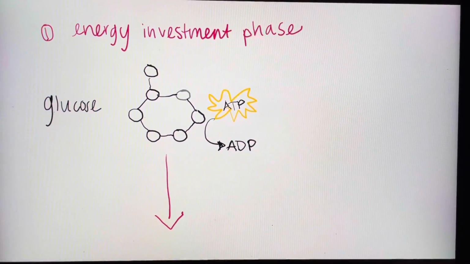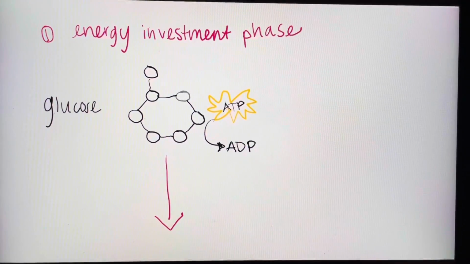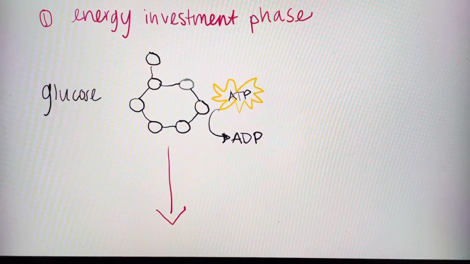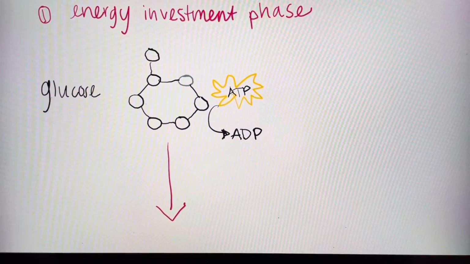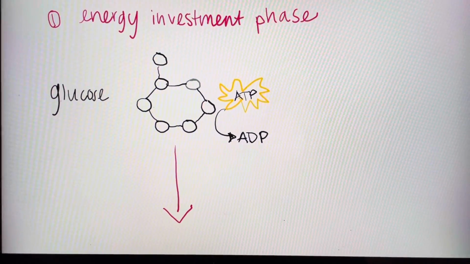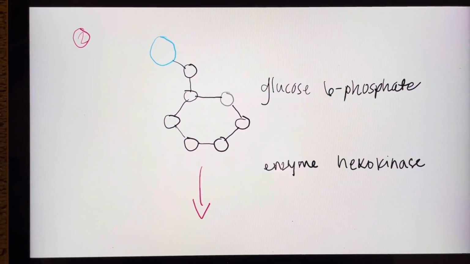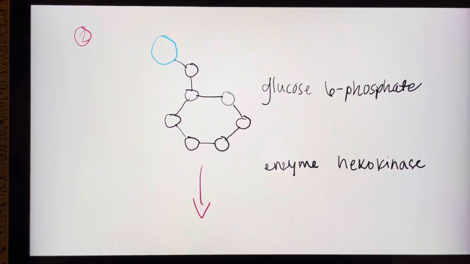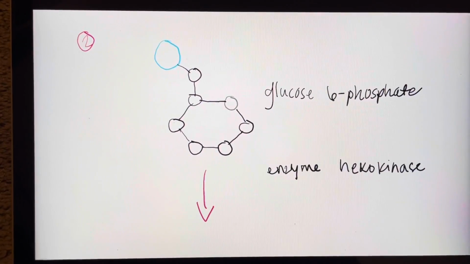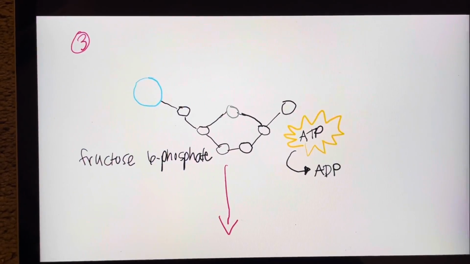The first main phase is the energy investment phase. This is where the glucose comes in and it requires ATP. A phosphate group is transferred from ATP to glucose, which makes it glucose 6-phosphate, which is catalyzed by the enzyme hexokinase. This is more reactive than glucose and is converted into fructose 6-phosphate.